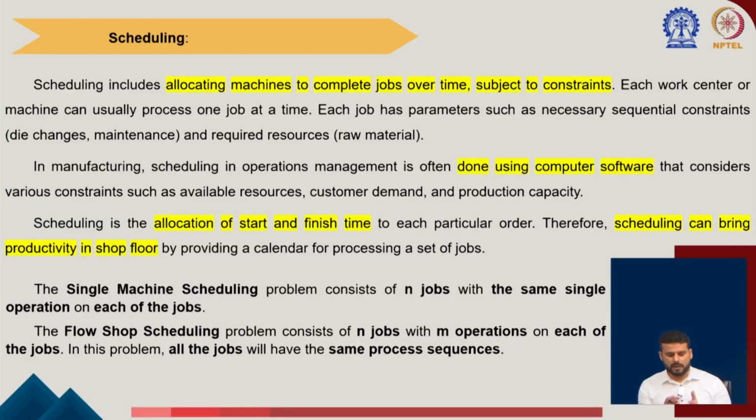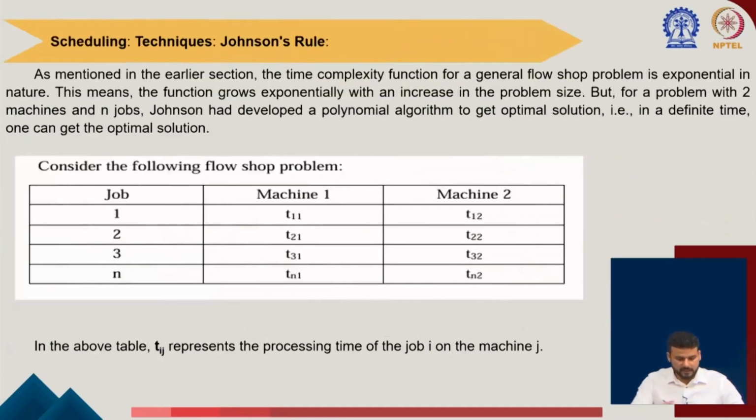Using that Johnson algorithm we will find the sequence. We will do one or two numericals, and we will see how we can do it on a single machine.